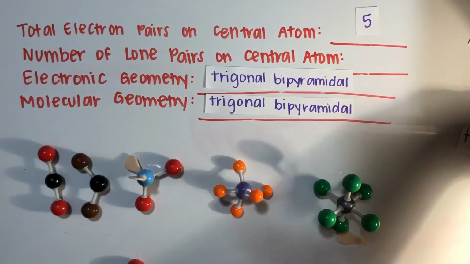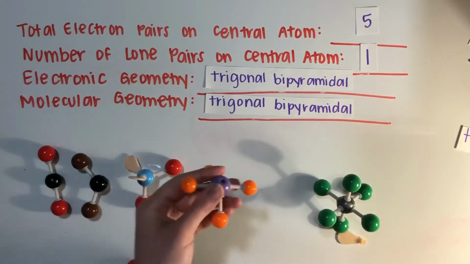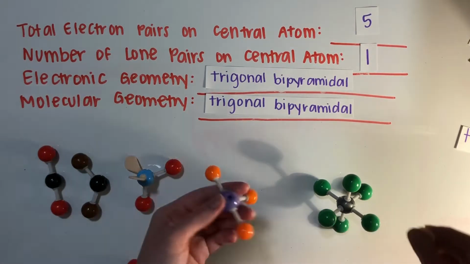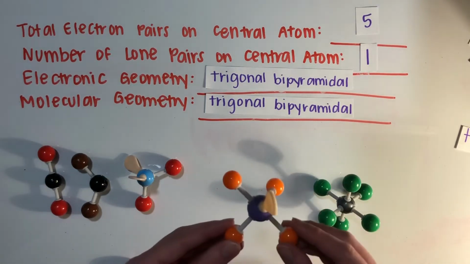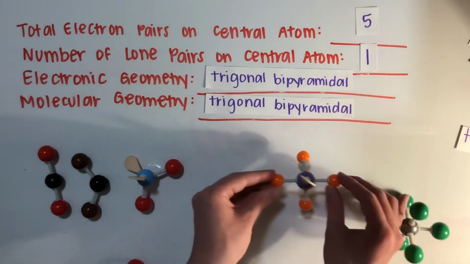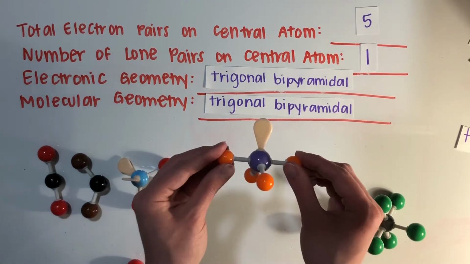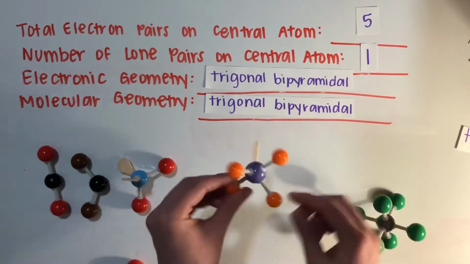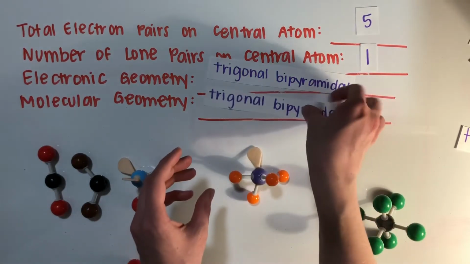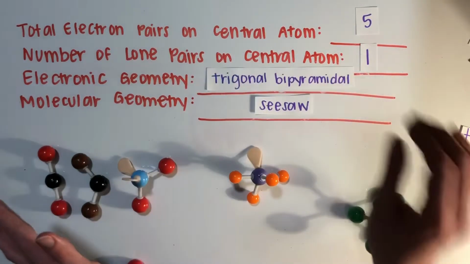Let's say we add 1 lone pair. Pop this off, add 1 lone pair. Now it becomes seesaw, and we can tell because if you rock it back and forth, it's like a little seesaw. These are in the same plane, then you still have your triangular part that's in the same plane. So we change the molecular geometry, never the electronic: seesaw.